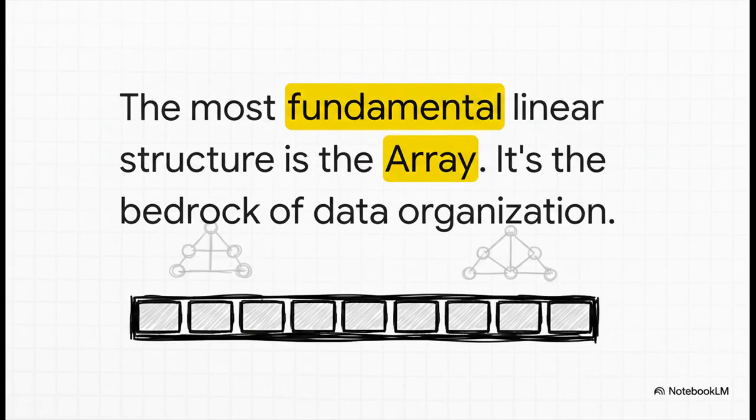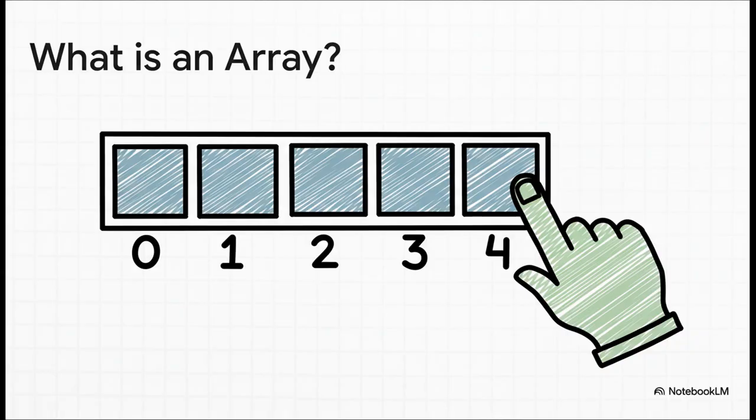And the most fundamental, the most common of all these linear structures is the array. If you've ever dabbled in any kind of programming, you've definitely met the array. It's pretty much the bedrock of organizing data. So what is it exactly? Well, an array is just like a numbered bookshelf. It's an ordered set, which means the position of every item matters. And what's really important is that all the items are stored right next to each other in the computer's memory.